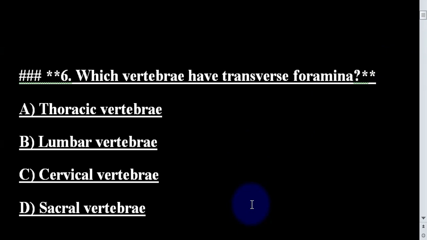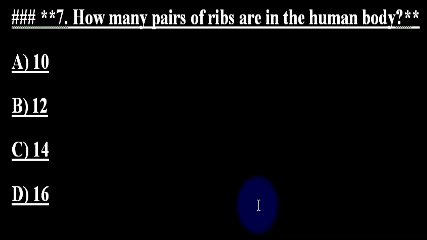The next question is, which vertebrae have transverse foramina? A, the thoracic vertebrae, B, the lumbar vertebrae, C, the cervical vertebrae, and D, the sacral vertebrae. The correct answer here is C, the cervical vertebrae. The transverse foramina are found in the cervical vertebrae and allow the passage of vertebral arteries supplying the brain.